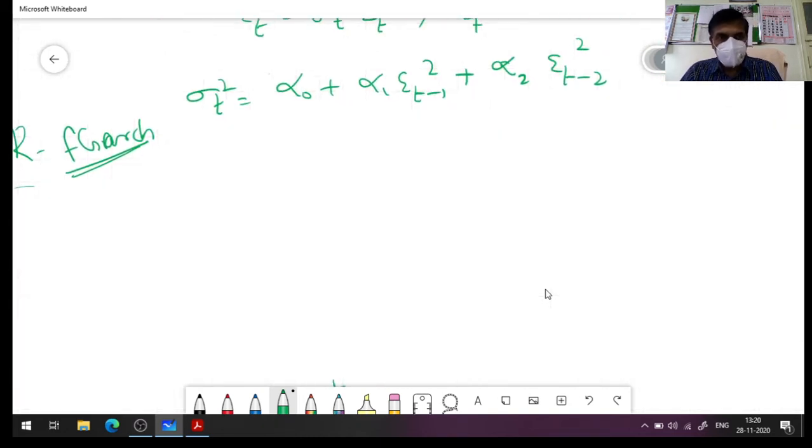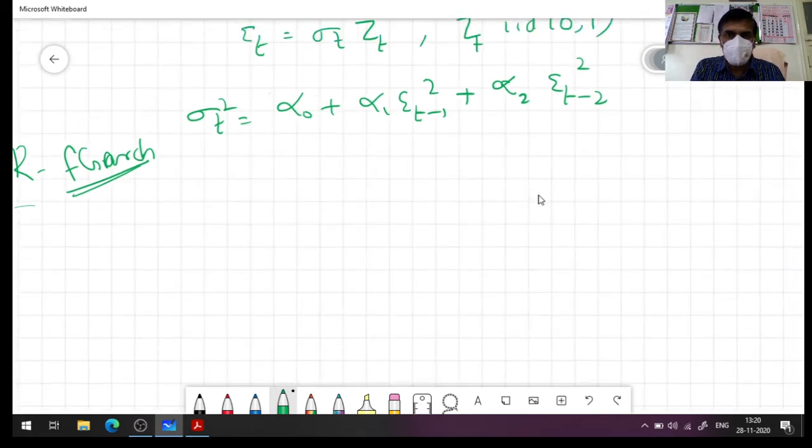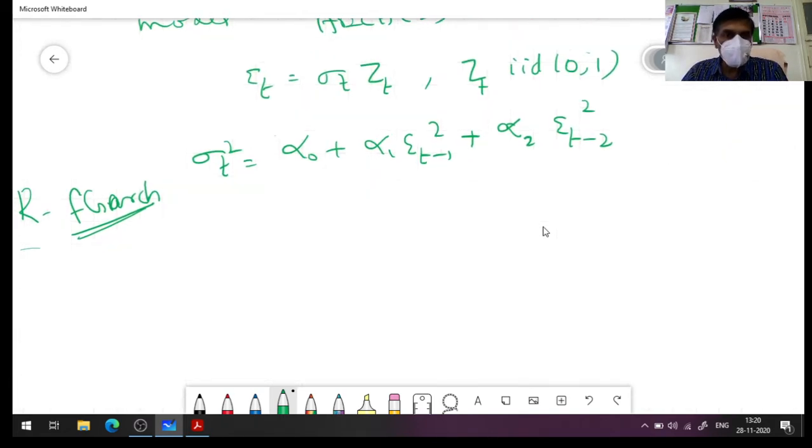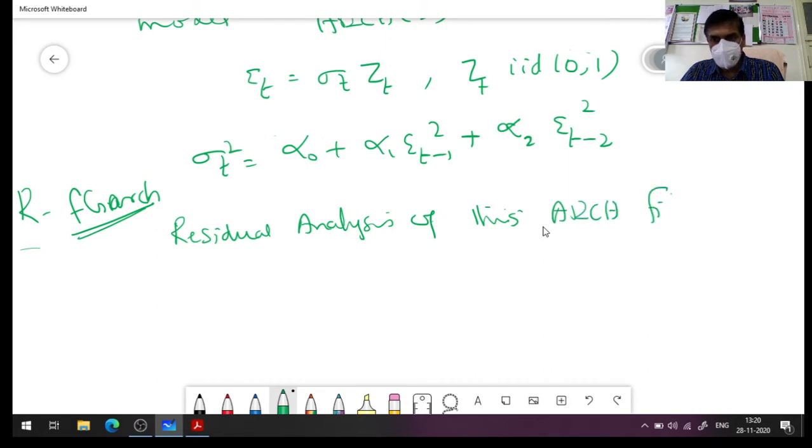Now once this is done, we have fitted the model, so you have this entire thing. And now if you want to carry out the residual analysis of this ARCH fit, how is it done? Once you fit this, you will be knowing sigma t square cap. Put a cap, which means that you estimate these things. These are observations, so this is known.